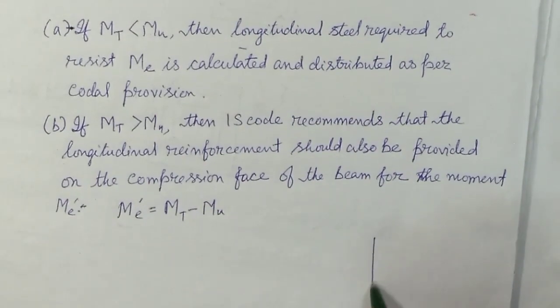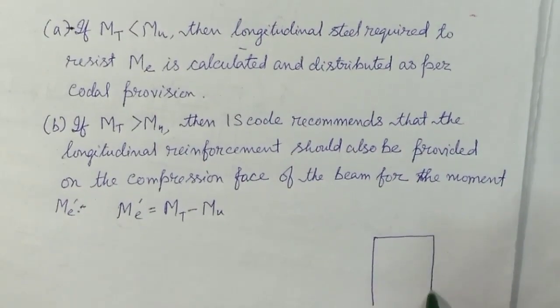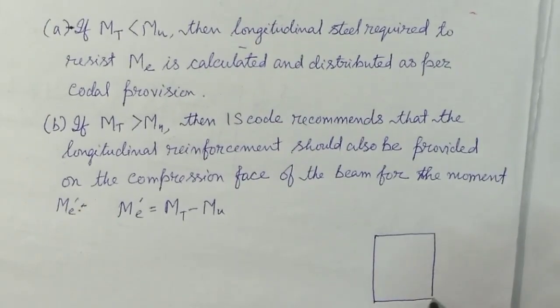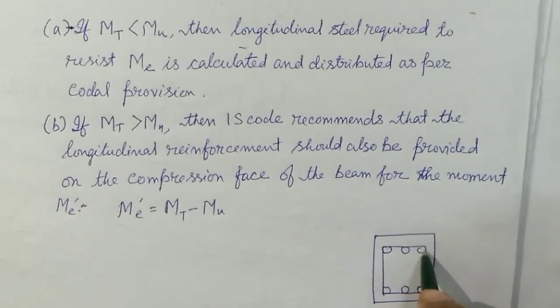If I have to show one example, suppose this is one cross section of a beam. We normally provide the main reinforcement at the tension face. In this case we have to provide reinforcement in the compression face also, and this compression reinforcement will be based on the moment Me2.